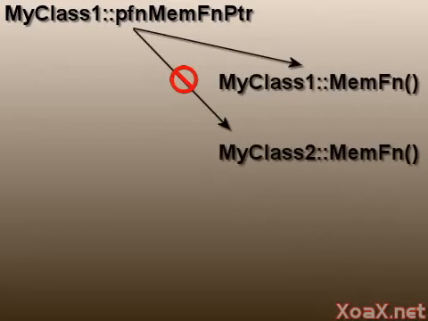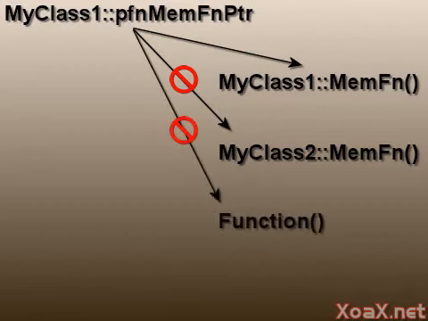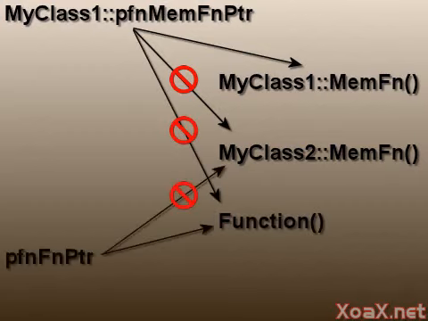It is worth mentioning that a member function pointer is typed by class, so a member function pointer can only point to member functions of the same class. Also, a member function pointer is different than a plain function pointer, so it can't point to plain functions, and a plain function pointer can't point to member functions either.